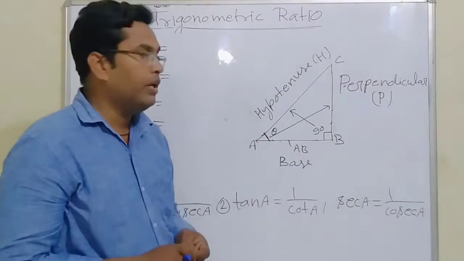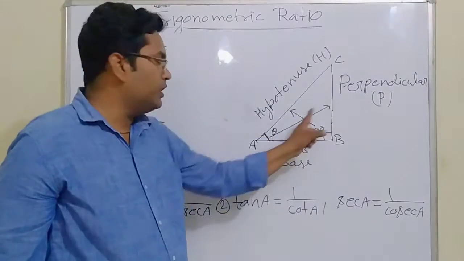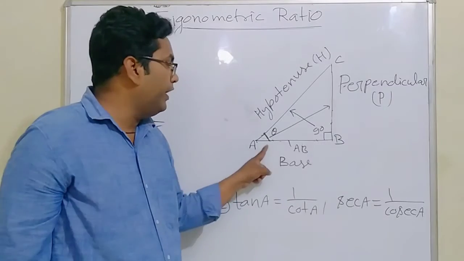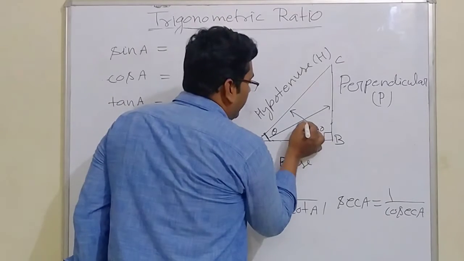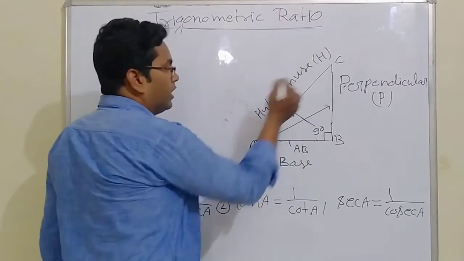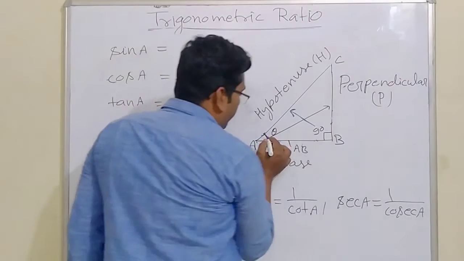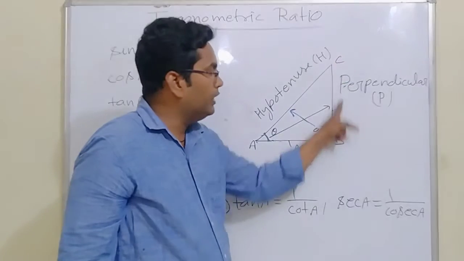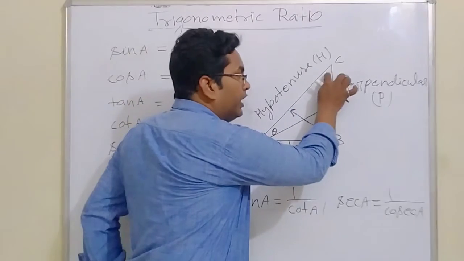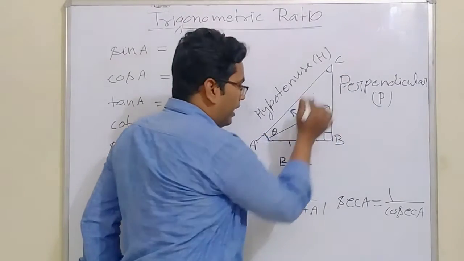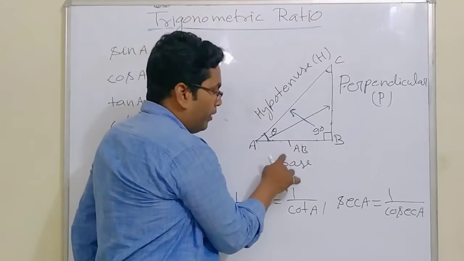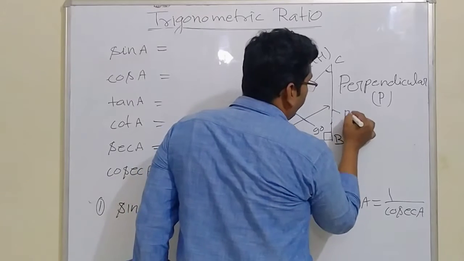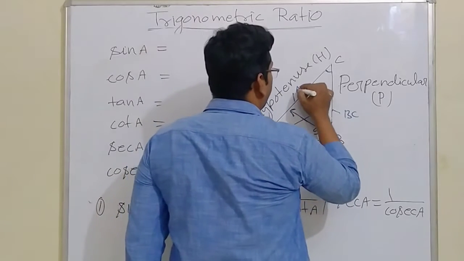Which one is perpendicular? Perpendicular is the side which is in front of the angle we take. This 90 degree angle has the hypotenuse in front of it. If we take the angle A, then the perpendicular is BC. If we take the angle C, then the perpendicular is AB. We can write this side AB, this side BC, and this side AC.